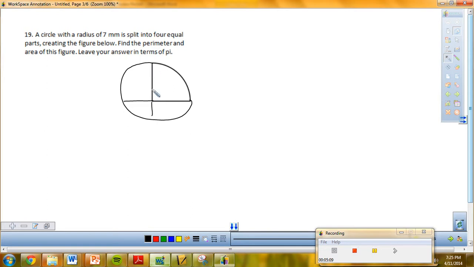So even though they only showed in the figure a fourth of the circle, we know that a radius goes from the center to the edge, so my radius is actually being represented here by the straight piece, and again, my radius is being represented by the straight piece. So we can get rid of this bad circle. So my radius being 7, and having it split into 4 equal parts. So find the perimeter of the area. So this is exactly like our hot dog pizza.